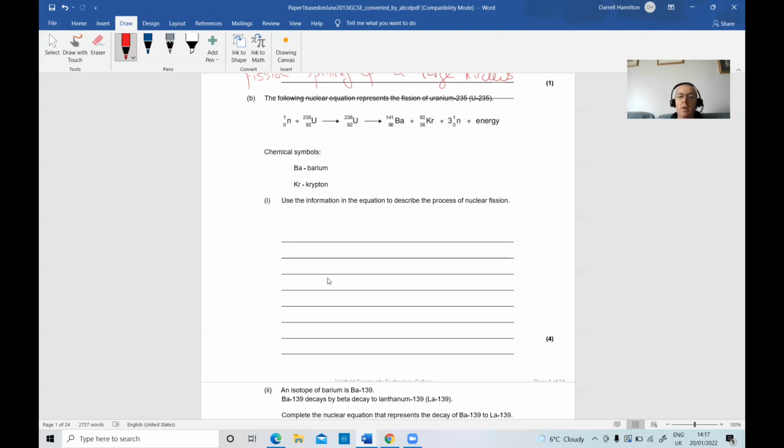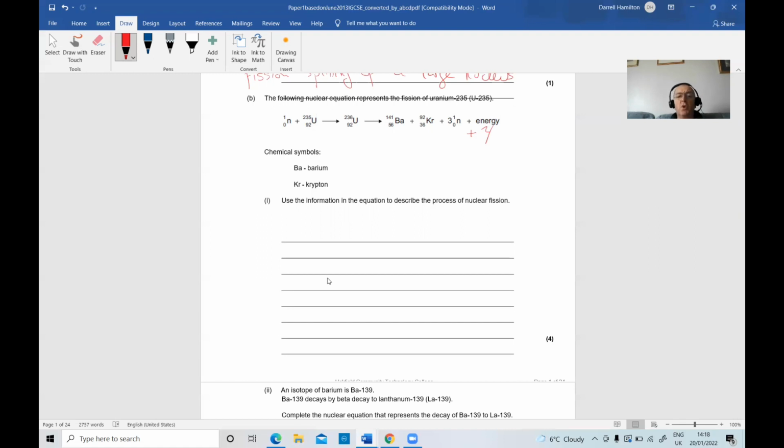This uranium nucleus here, the 236, is now unstable. It can't stay like this. And so it breaks up into 2 smaller daughter nuclei, releases 2 more neutrons, so there's 1 and 2 more, and energy, and also gamma rays.